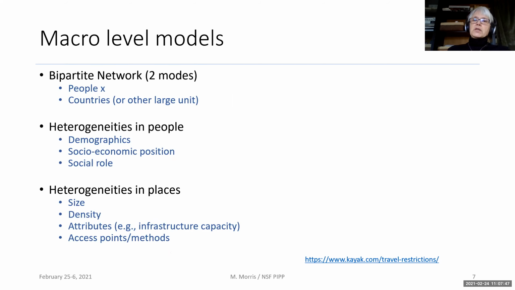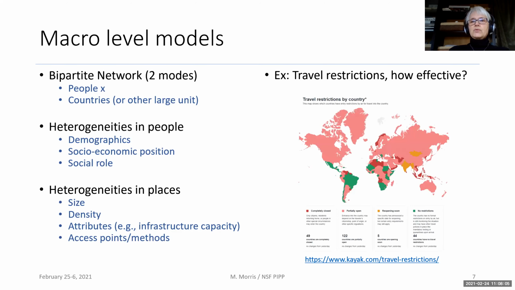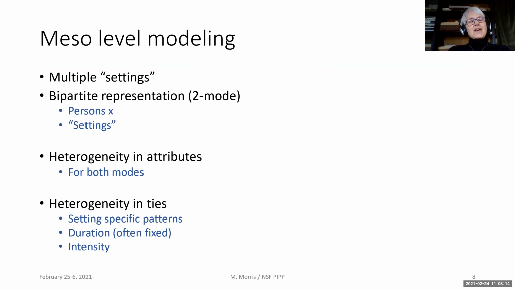Macro level models typically take the form of a bipartite network. This involves what we call two modes, people and countries, or some other larger unit. We're frequently interested in heterogeneities in both the people and the places. Example of this would be travel restrictions. You might ask the question, how effective are they for reducing pandemic spread? It's an open question, obviously. At the meso level, we are also interested typically in bipartite representations.